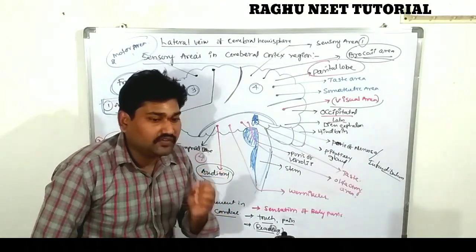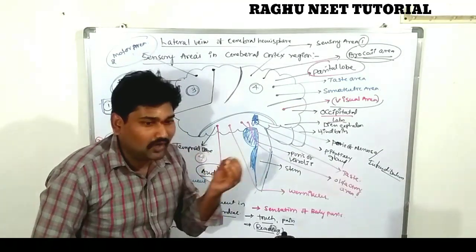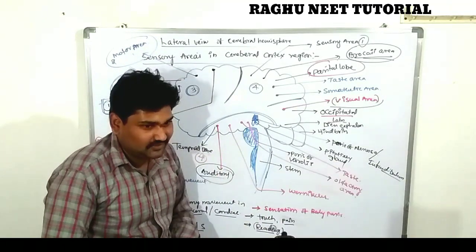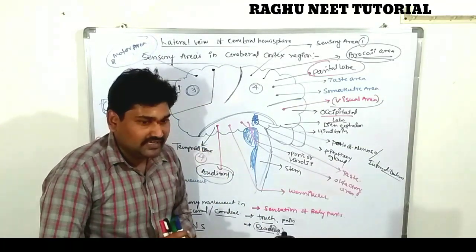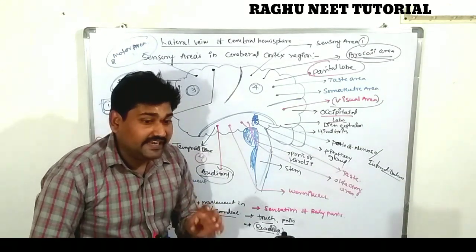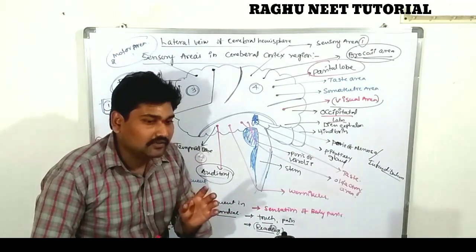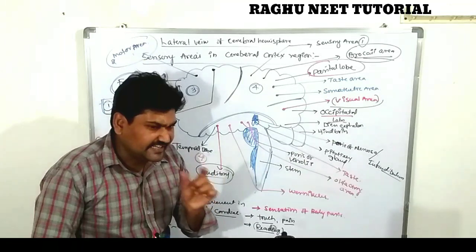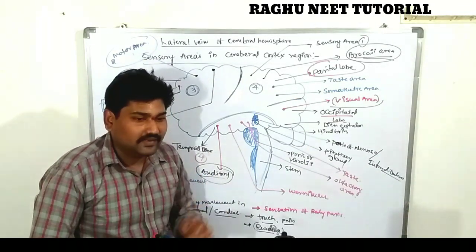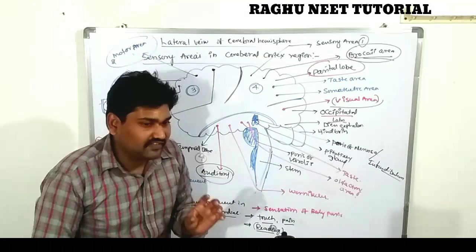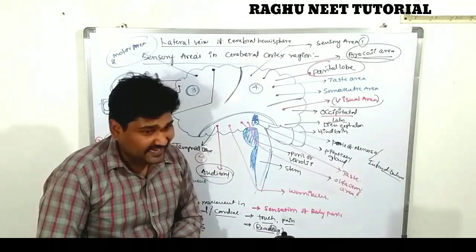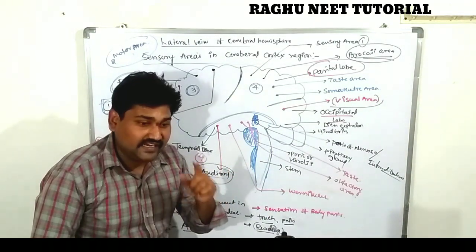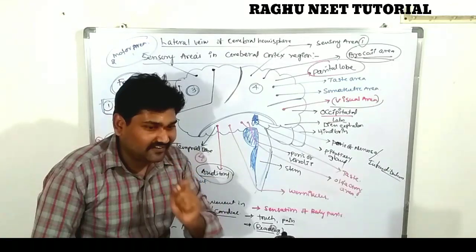The associated area is for coordination of the movement of body organs, like fecal material movement, nothing but peristaltic movement, and urine passage. These are controlled by the associated area. The second one is the premotor area, located in the frontal lobe. It is essential for the movement of muscles. It is an involuntary movement, controlled by the autonomic nervous system.